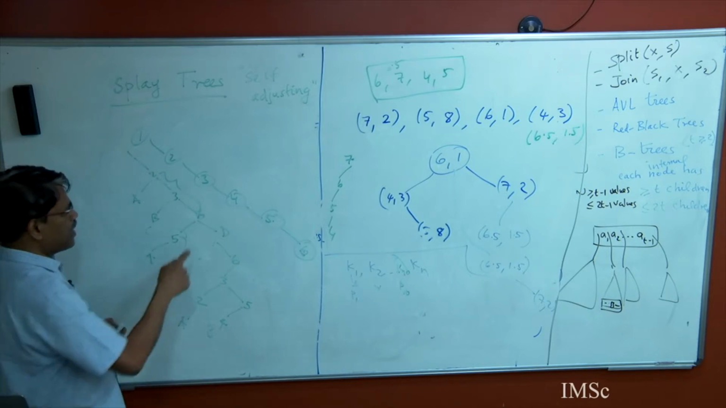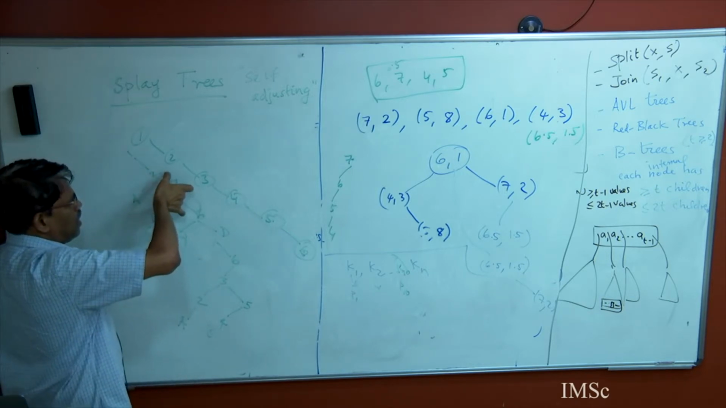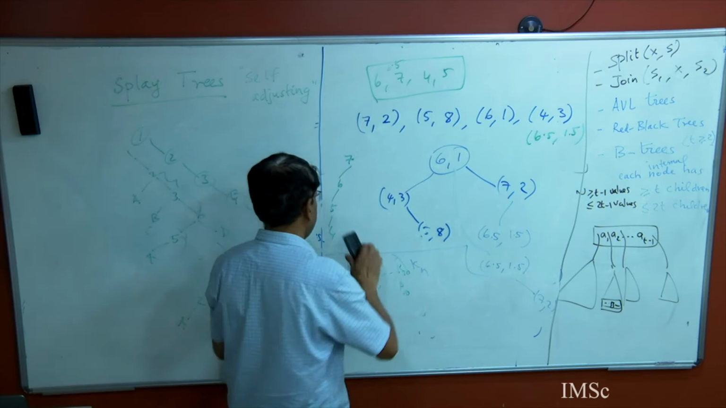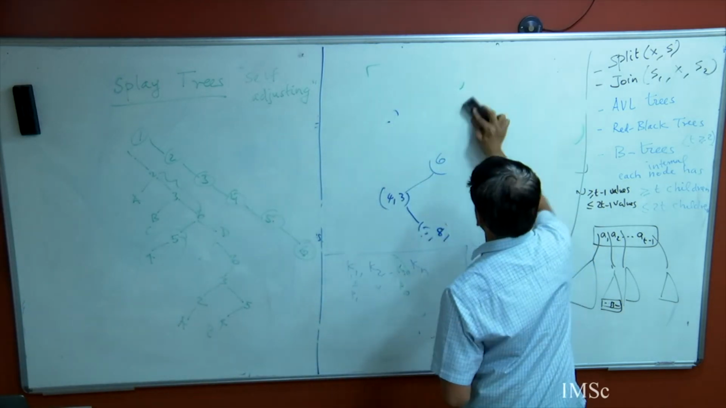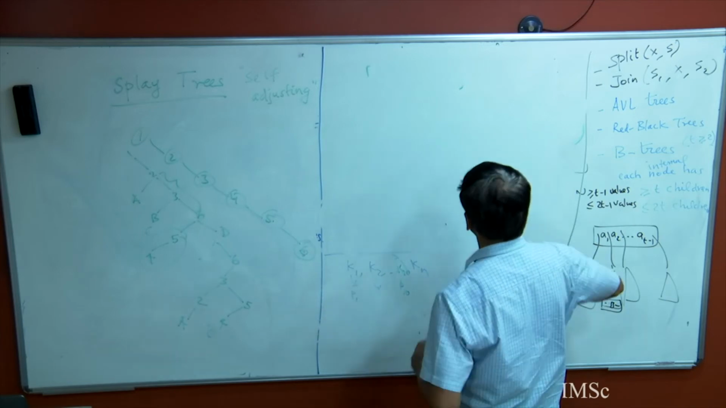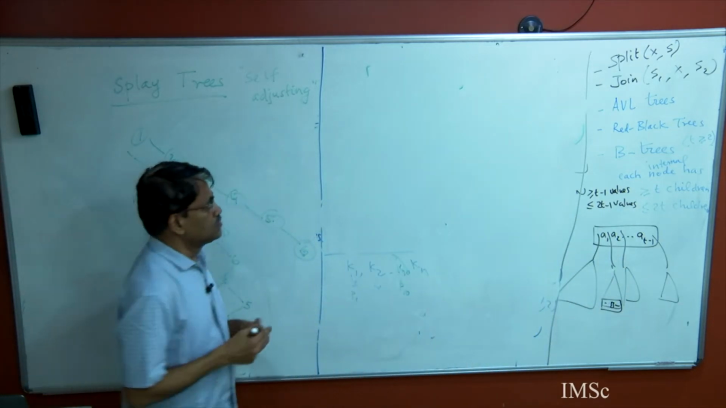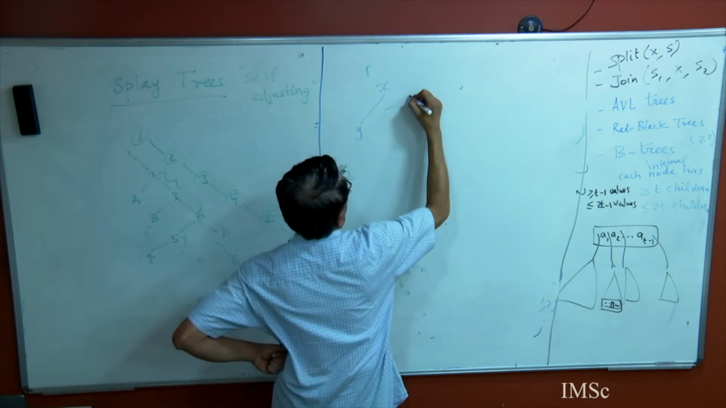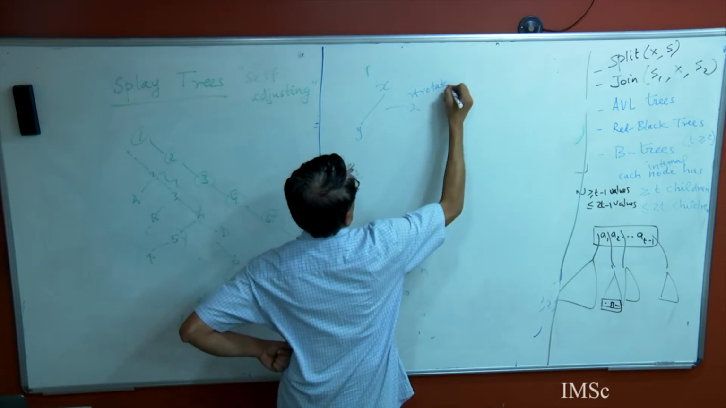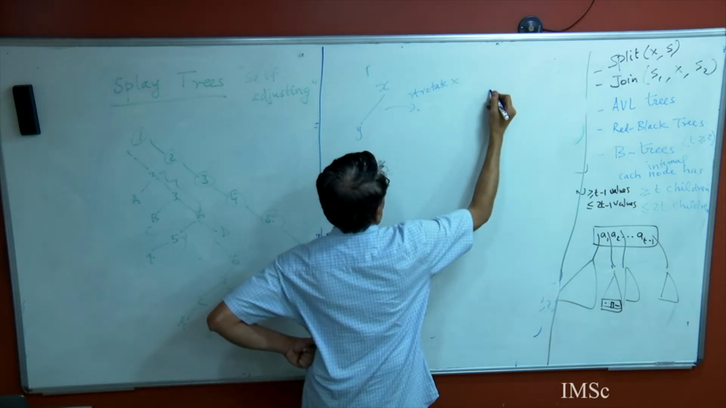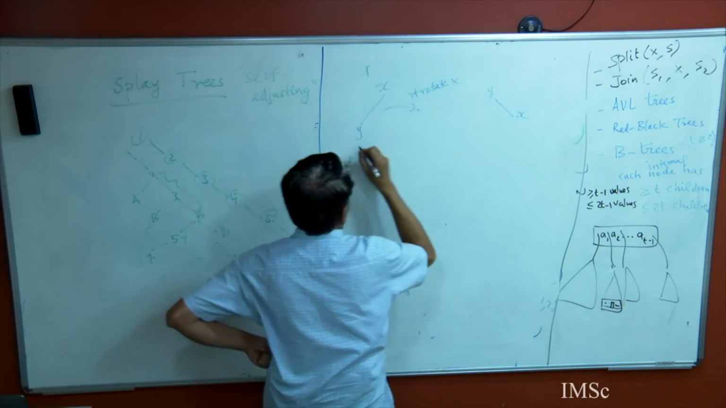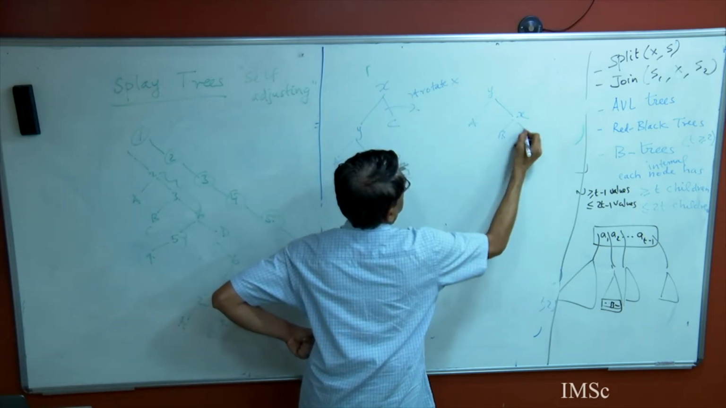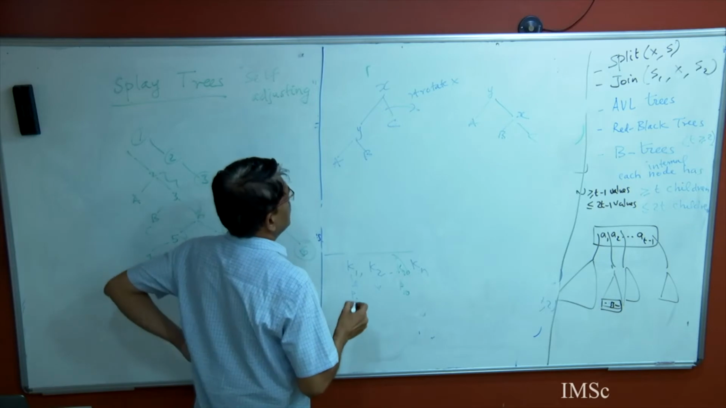So, parent and grandparent. How does a double rotation, or any rotation for that matter, work? I have x here and y here, and if I do a single right rotation at x, it will make y here and x. But if you look at the subtrees, this is A, B, C. A will come here, B will come here, and C will come here.